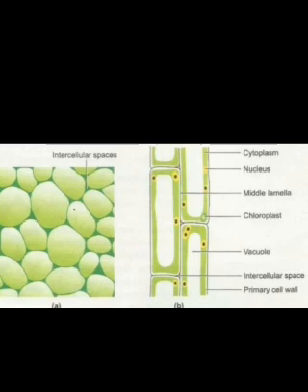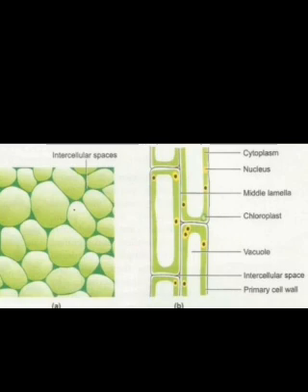Parenchyma are of two types, chlorenchyma and aerenchyma. Parenchyma with chlorophyll, which performs photosynthesis, is called chlorenchyma. In aquatic plants, cells of parenchyma have large air cavities to give buoyancy to the plant and is called aerenchyma.